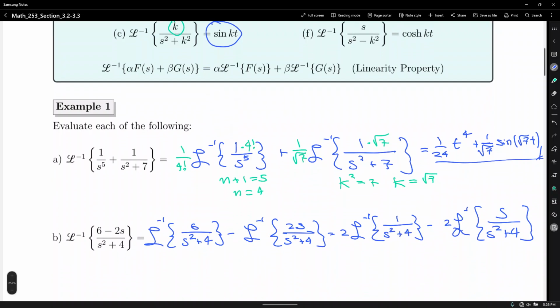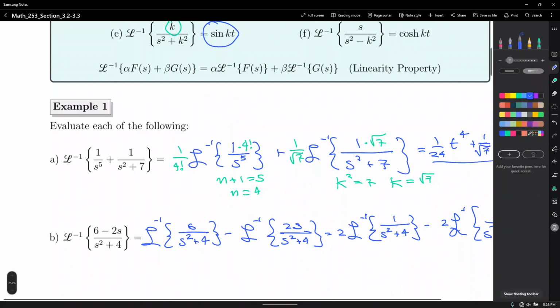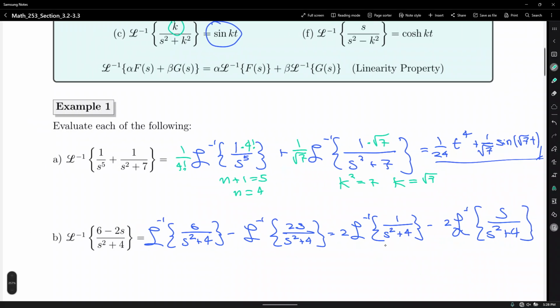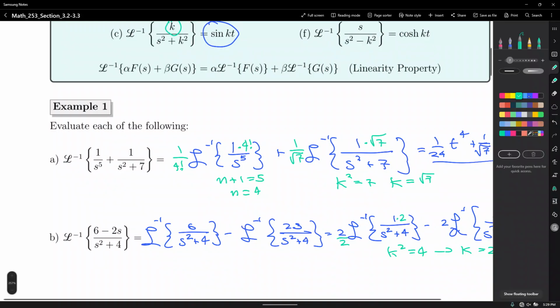But here again, what's k squared? So k squared equals 4. That means k equals 2. Well, we wish we had a 2, but actually only in the first one. Oh, well, actually this is supposed to be a 6 over 2. Okay, this is supposed to be a 6 right here. All right.